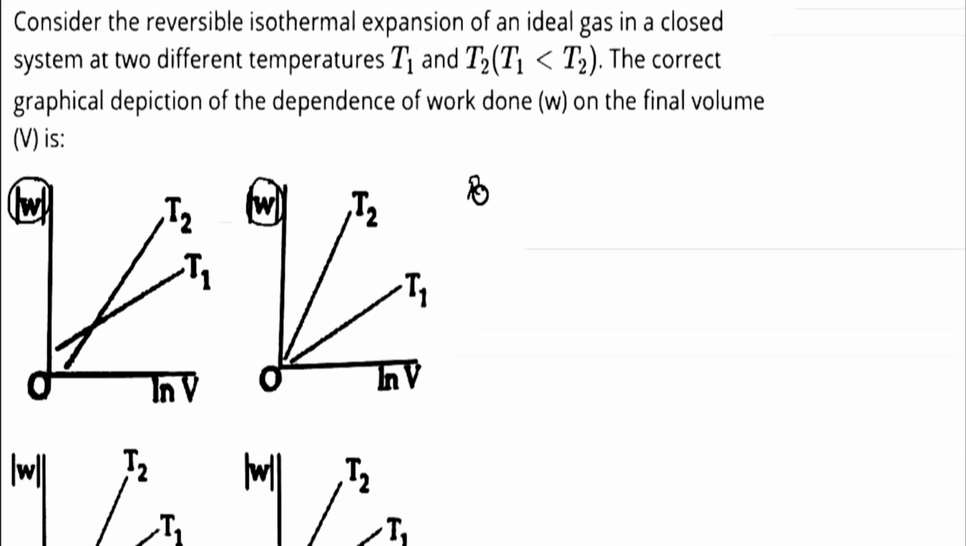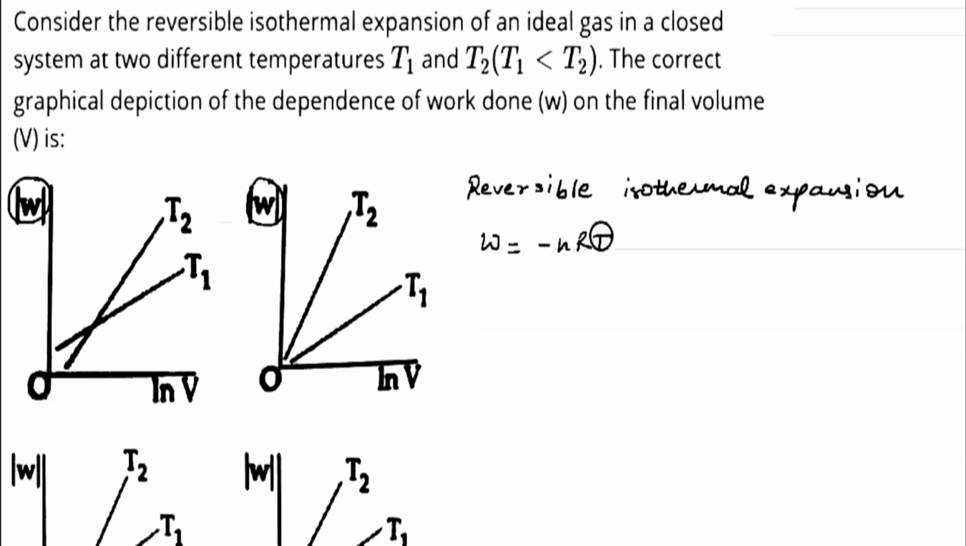So as stated in the question, it's a reversible isothermal expansion. Okay. Now when it said that it's a reversible isothermal expansion of the ideal gas, the mathematical expression would be W is equal to minus nRT ln V2 by V1.